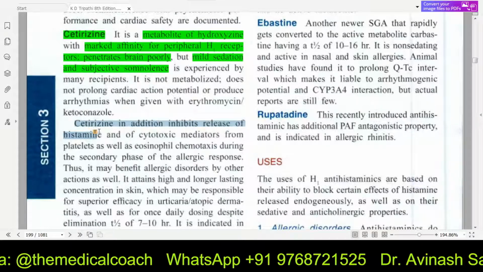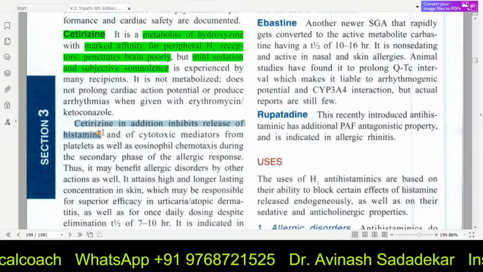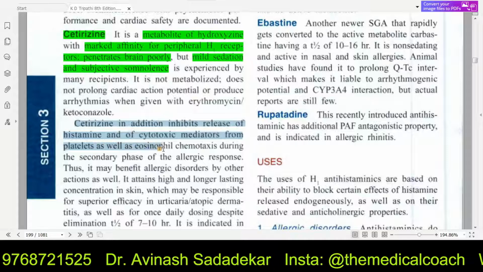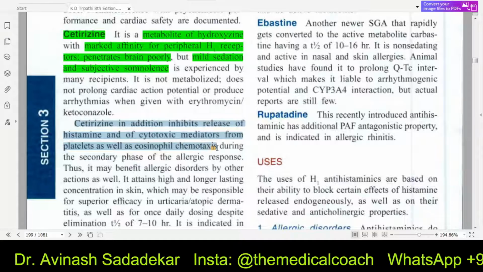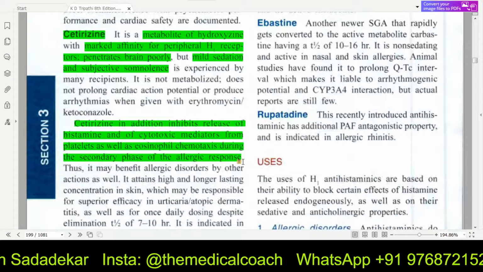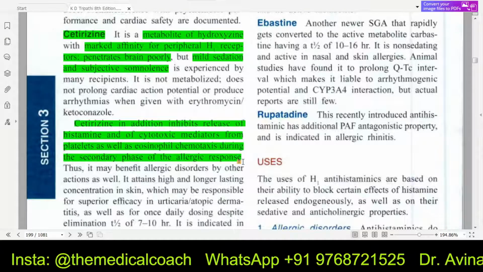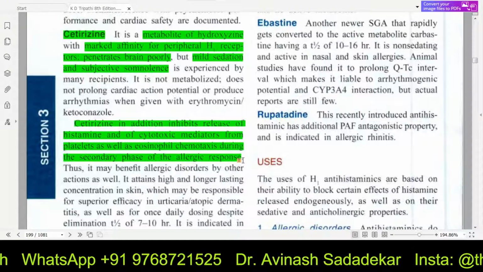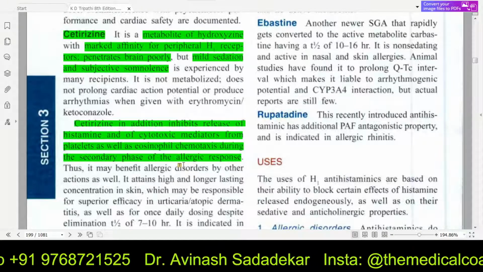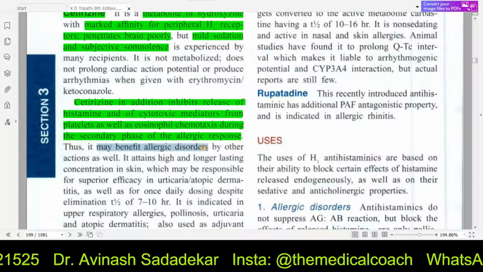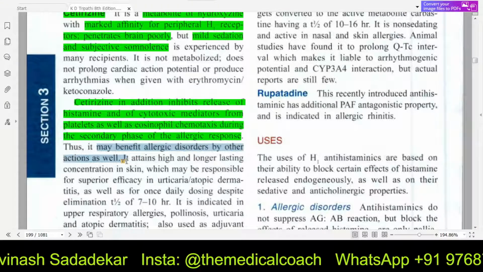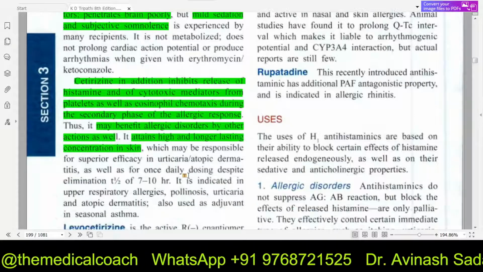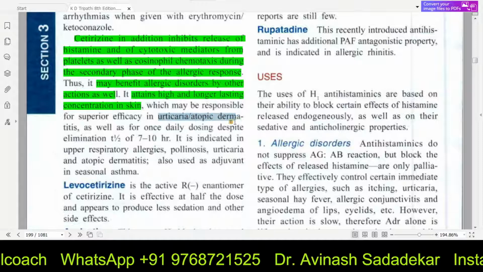Cetirizine has an additional property. It inhibits the release of histamine as well as other cytotoxic mediators, even from platelets, and even eosinophil chemotaxis during the secondary phase is blocked. See, so many things: not releasing histamine, not releasing cytotoxic mediators of platelets, not causing eosinophil chemotaxis. This itself may benefit allergic disorders by so many different methods, right? Plus it attains higher, longer lasting concentration in skin. That's why it's good for urticaria and atopic dermatitis.